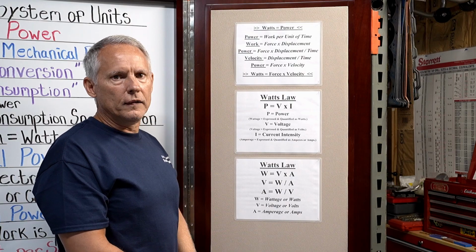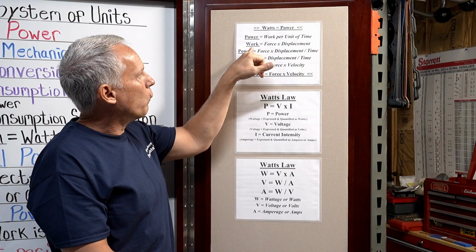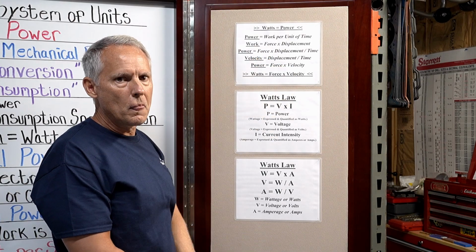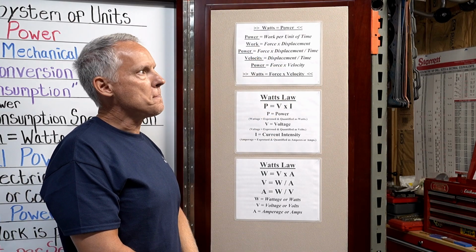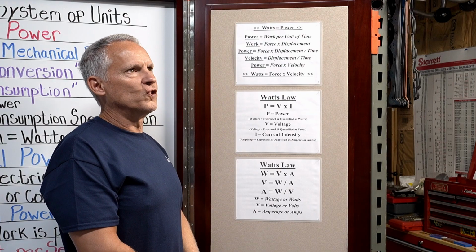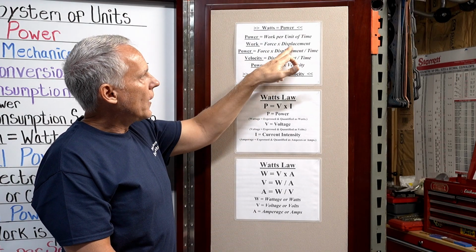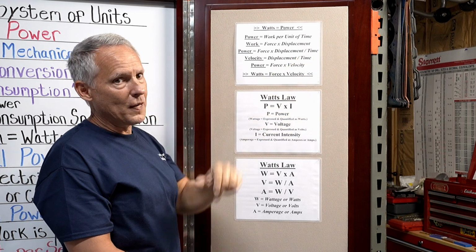I don't know. That doesn't really help me a whole lot in thoroughly understanding that. So let's break it down further. Work is equal to force times displacement. That helps a little bit. Force times displacement. Okay. And then power equals force times displacement divided by time.